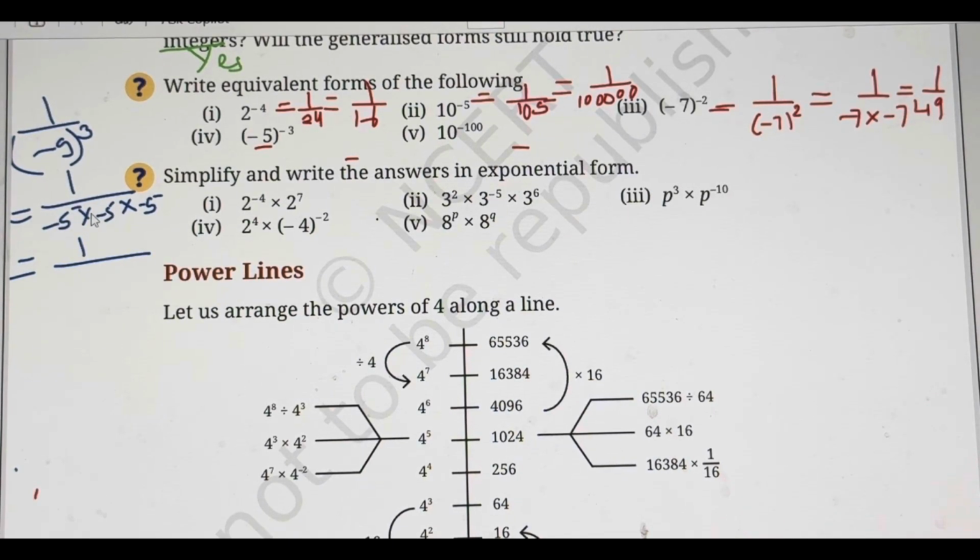Minus 5 into minus 5 becomes positive. 25, minus minus is plus. Then if you multiply 25 into minus 5, you get minus 125. So what you need to remember here is if the power is odd and negative both, you'll get a negative answer. And if the power is even and negative, we'll still get the same answer. Right? So means the answer will be positive.